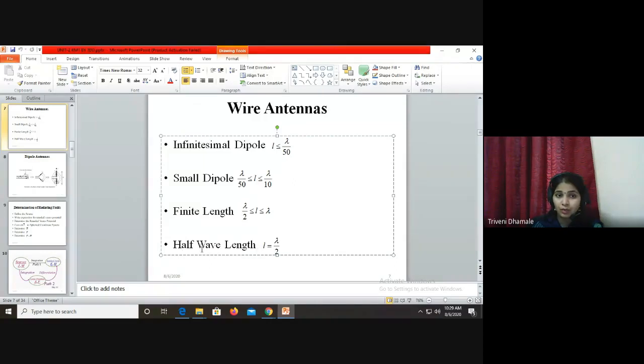Half wave dipole antenna, that is the half wavelength, half of the wavelength, right? Also known as half wave dipole antenna. These are the fixed lengths for the dipole antennas, depending on the wavelength. Please note down this important topic, wire antennas: which types of wire antennas are there, and the name depends on the length.